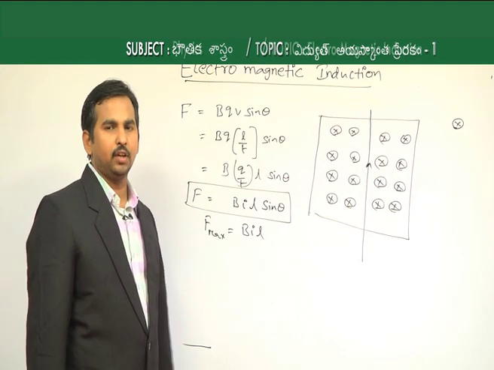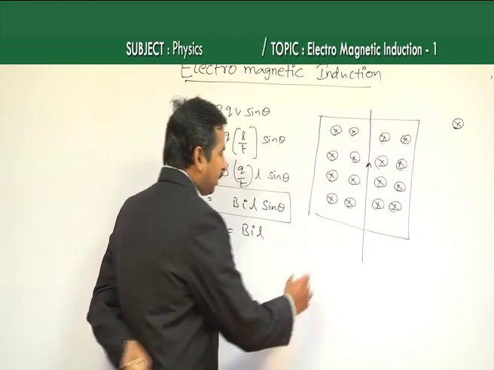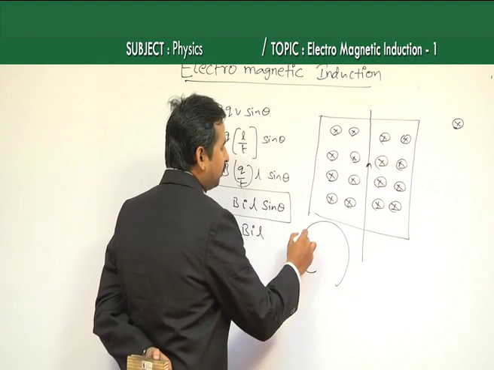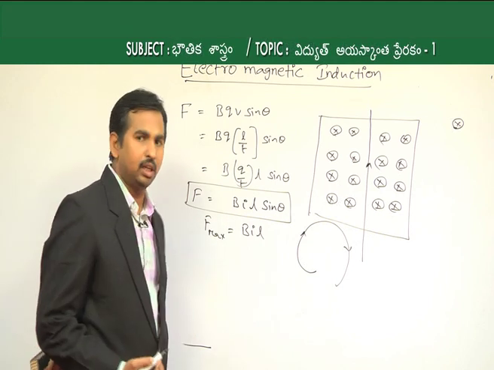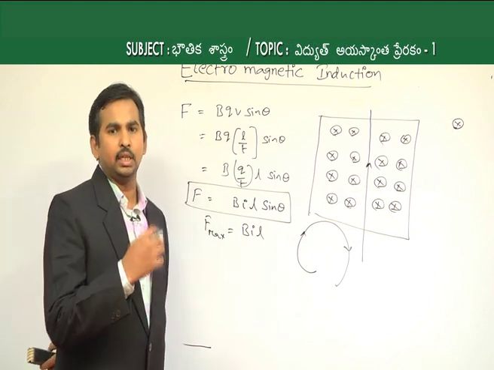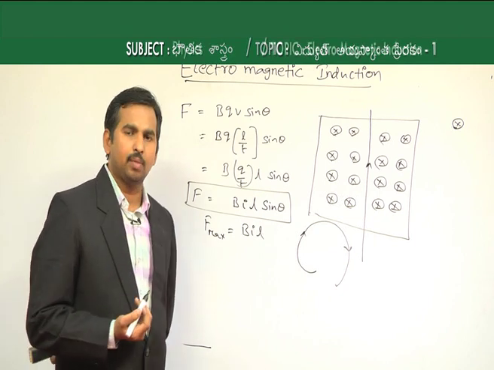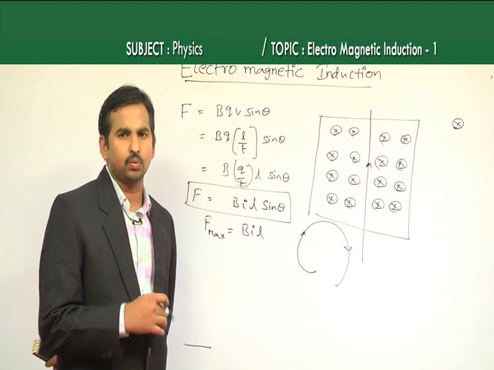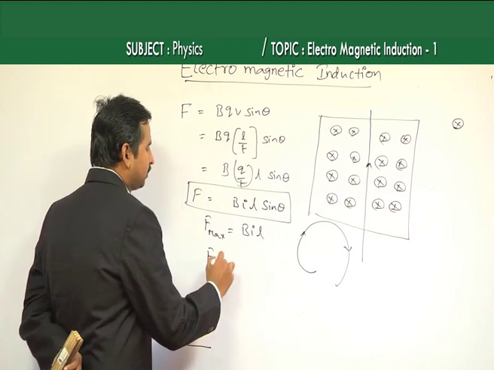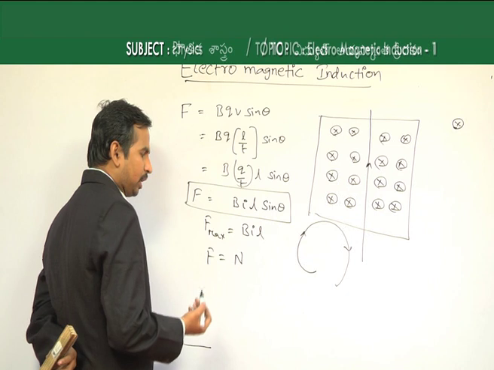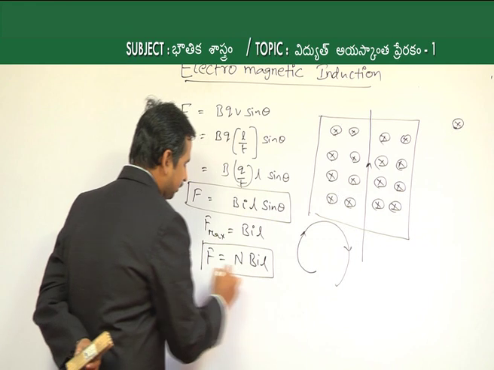For example, if you take a circular coil in place of that straight conducting wire, then the magnetic field also depends on the number of turns. The more turns you have, the more the magnetic field strength increases, and that is why the force acting also increases. Then the new formula becomes: F is directly proportional to the number of turns, that is, F is equal to N into BIL.